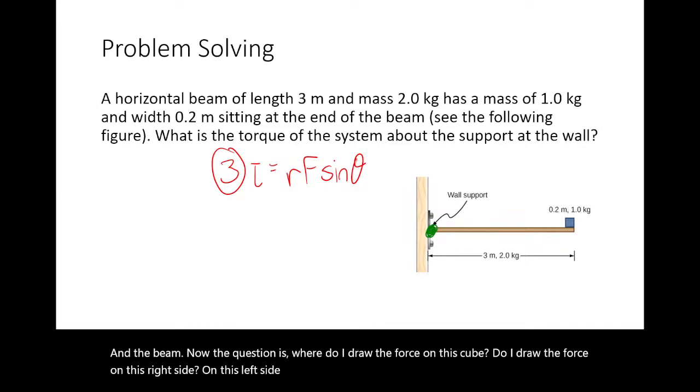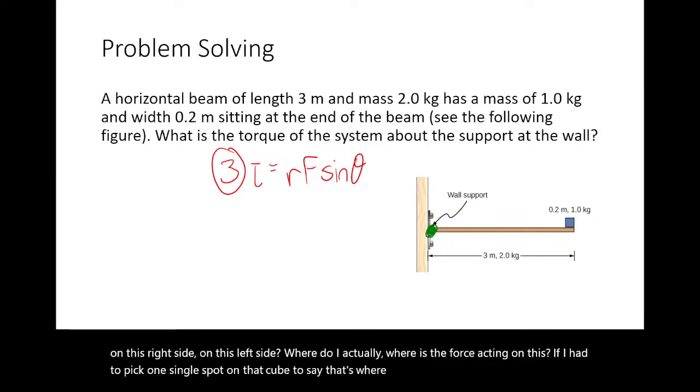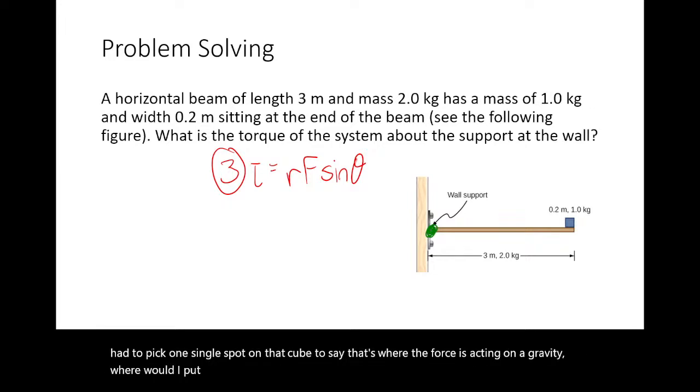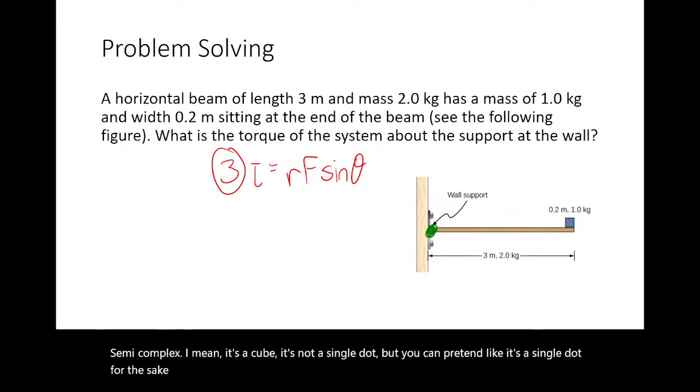Where is the force acting on this? If I had to pick one single spot on that cube to say that's where the force of gravity is acting, where would I put that? The center of mass. That's why center of mass is so useful. This object is semi-complex. I mean, it's a cube. It's not a single dot. But you can pretend like it's a single dot for the sake of this calculation.